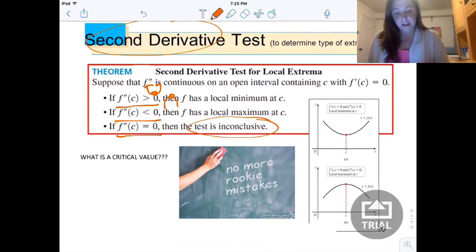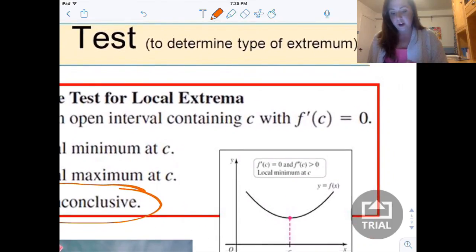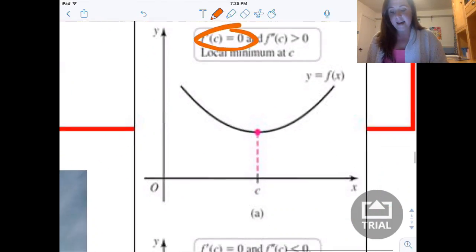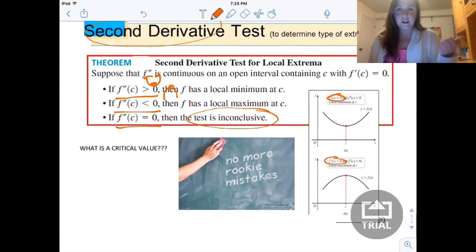Again, we can kind of picture this. The key on this that you have to show is that for this to work, you need to know that there's actually a critical value there. So you need to have f prime of c equal to 0. So we always find the critical values and then just plug them into the second derivative.